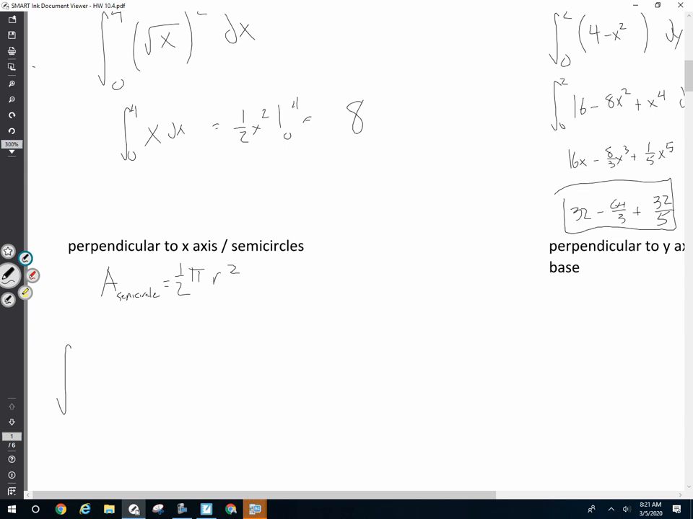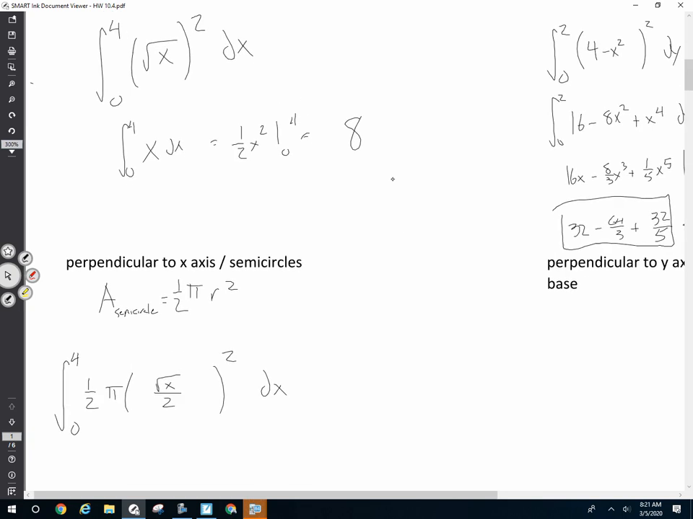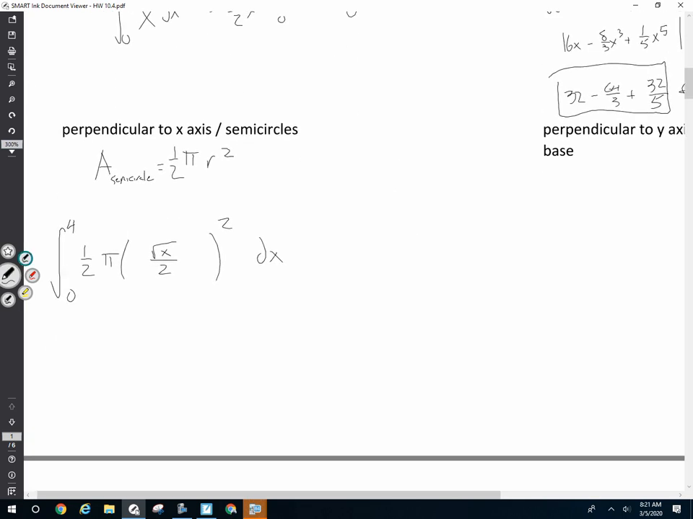just take your infinite sum from 0 to 4 of 1/2 pi r, where r is my base length divided by 2. So my base length is that root x divided by 2, and square that and give it some width. The width is dx. You can use this, and you could probably square things and actually do this without a calculator.